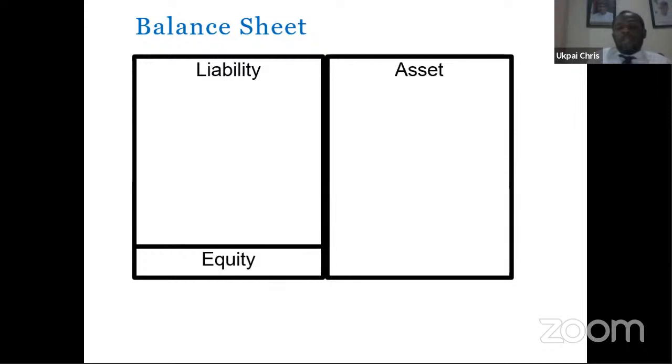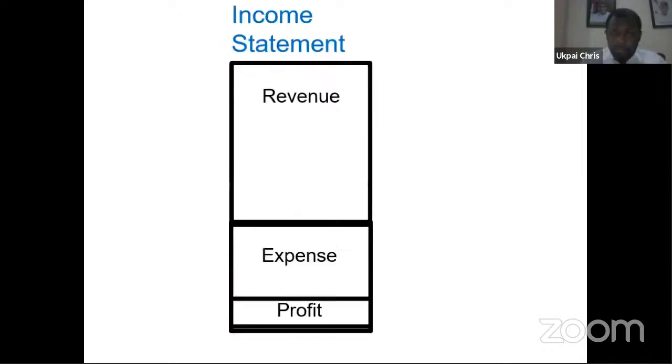We talk about the equity. Equity is the shareholders' fund, the owners of the business. And how do you get equity? Asset minus liability gives you equity. Or what you own minus what you are owing people. What is remaining is shareholders' fund.